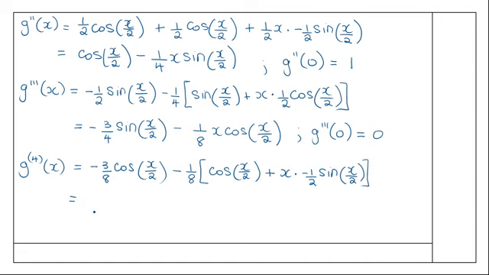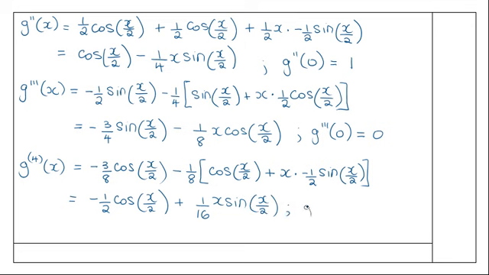And we can go ahead and simplify. This is negative 3/8 minus 1/8 cos of x over 2. That's going to give me negative 4/8, negative a half. And then this, when I distribute, will become plus 2/8 16. So 1 over 16 x sine of x over 2.